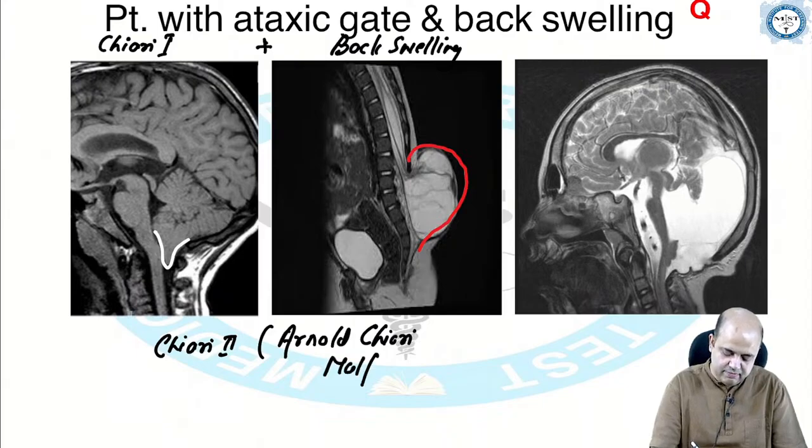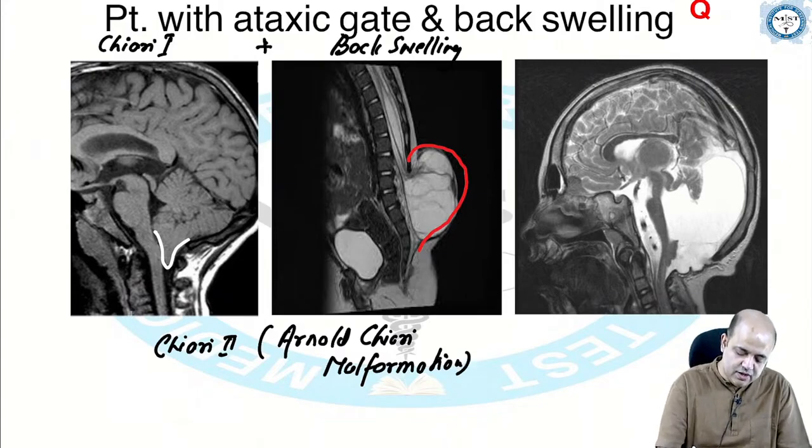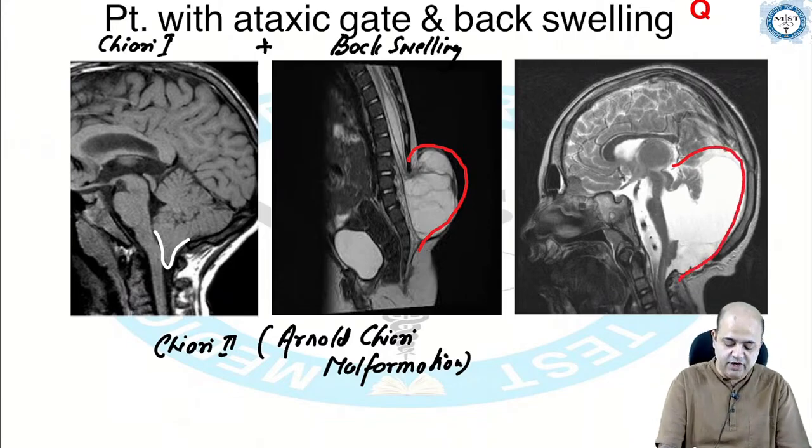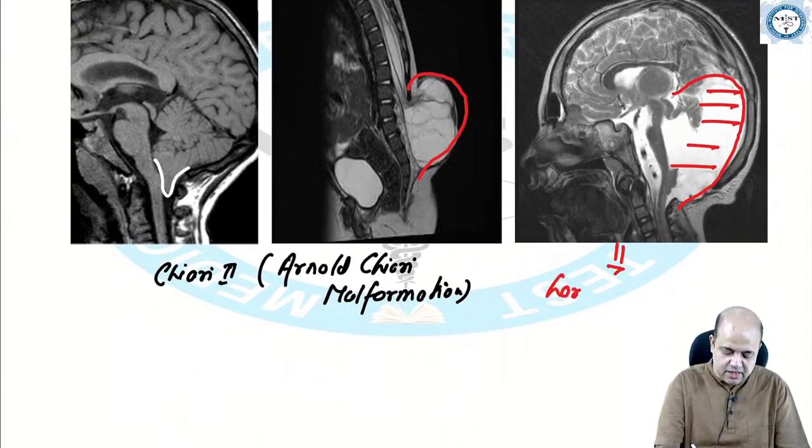Arnold Chiari malformation. What do we see over here? We see the posterior fossa is enlarged, and it is filled with a cyst. Large posterior fossa filled with the cyst.